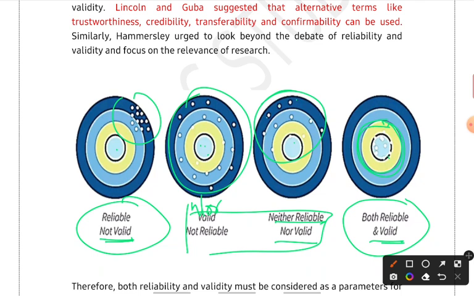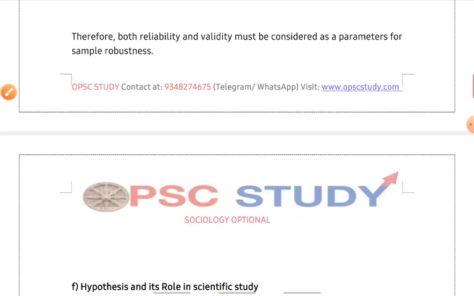Neither are you getting the same response every time whenever you're going for the research. So this is the thing. And then you will conclude, therefore both are considered important parameters for sample robustness.